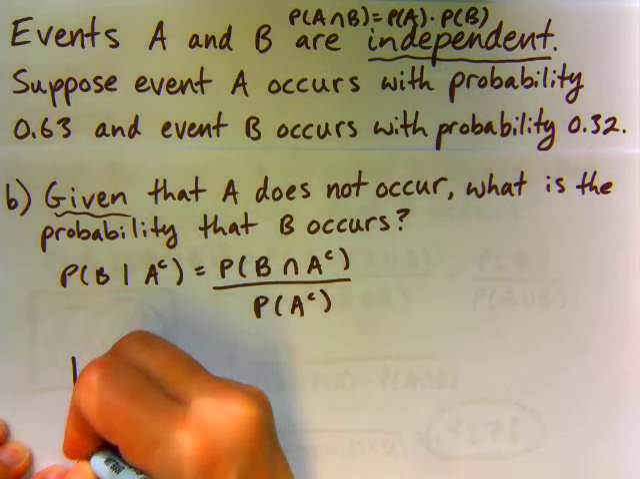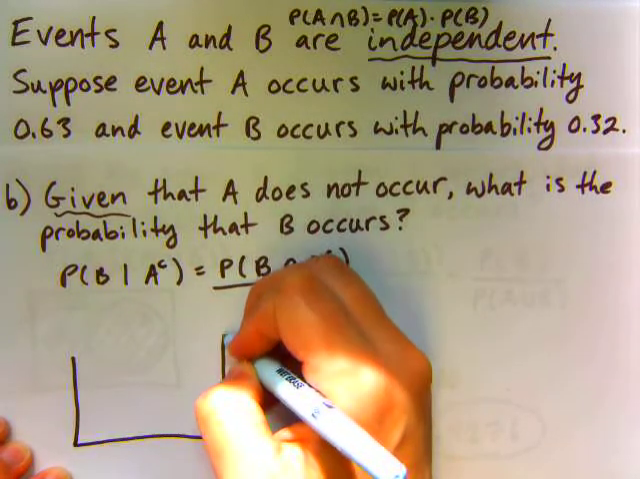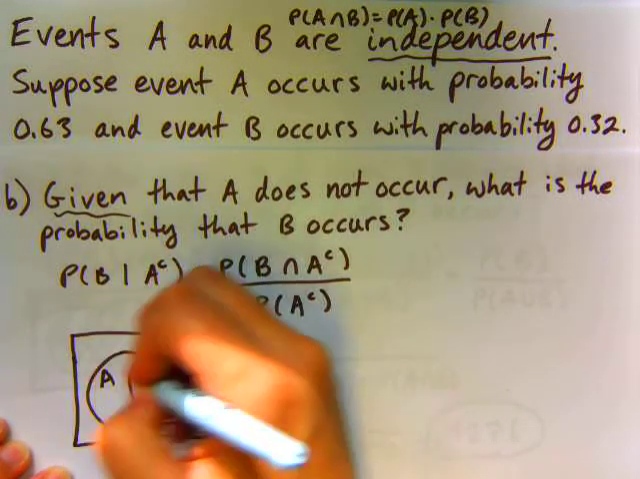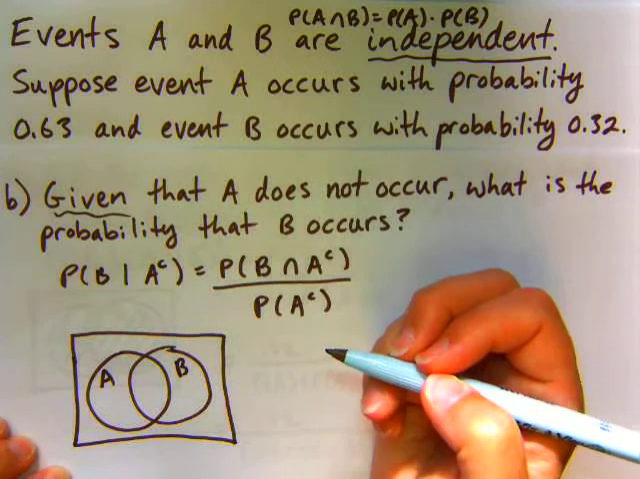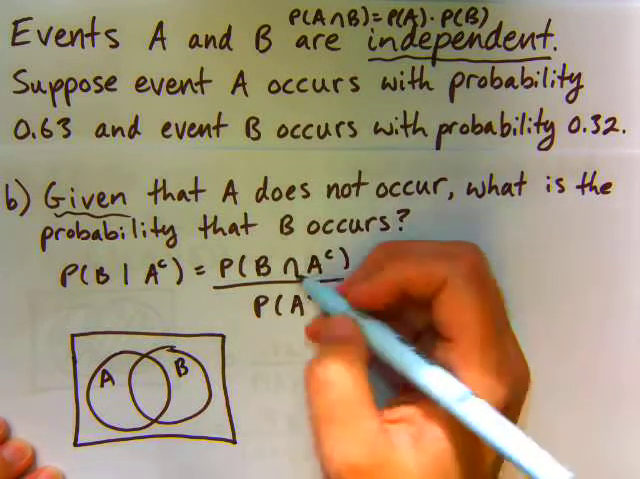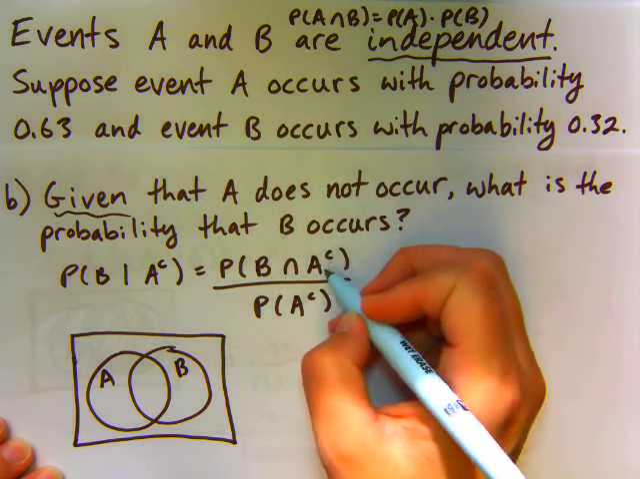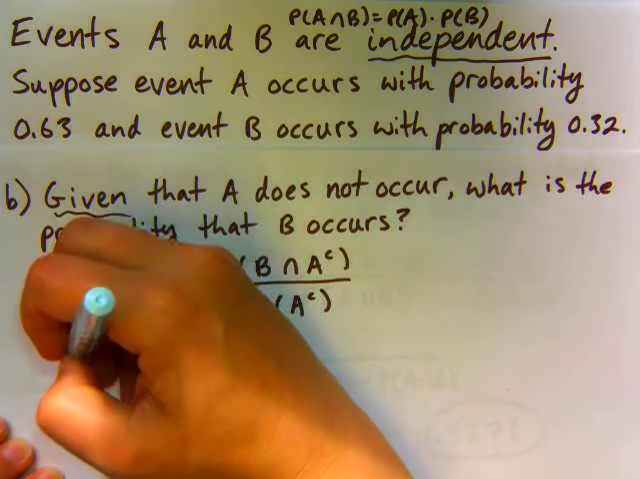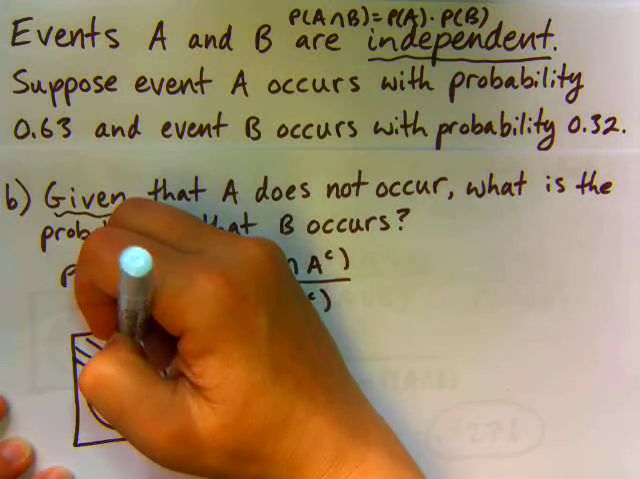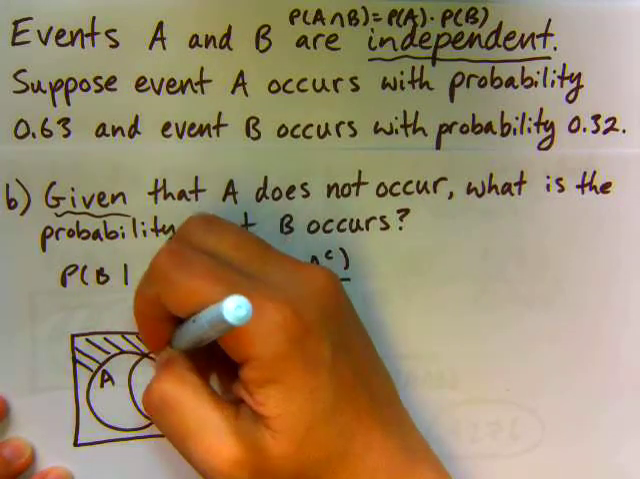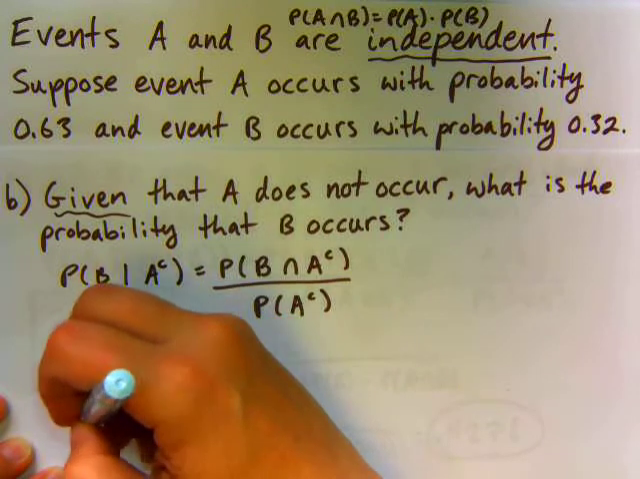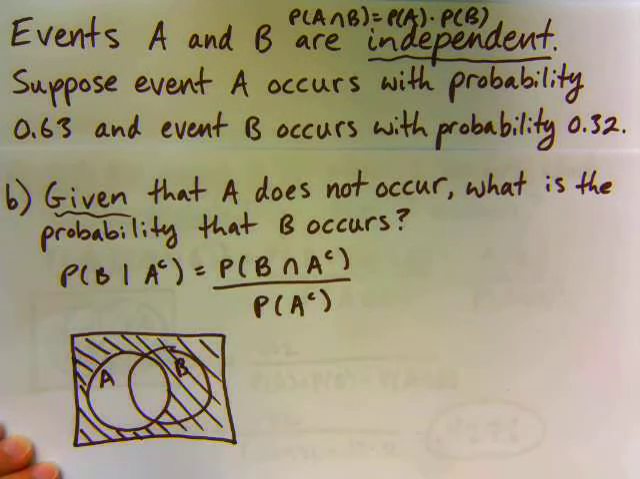Here's another Venn diagram just to look at what's going on there. Here's A, here's B. Let's look at everything that's not in A. I'll do hash marks going this way. So that would be not A, the complement.